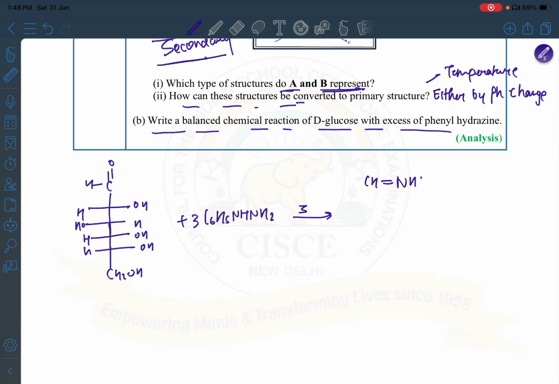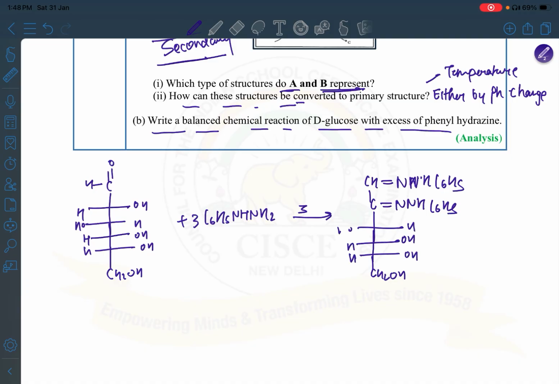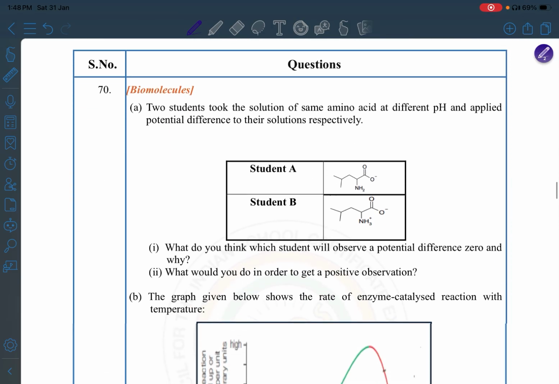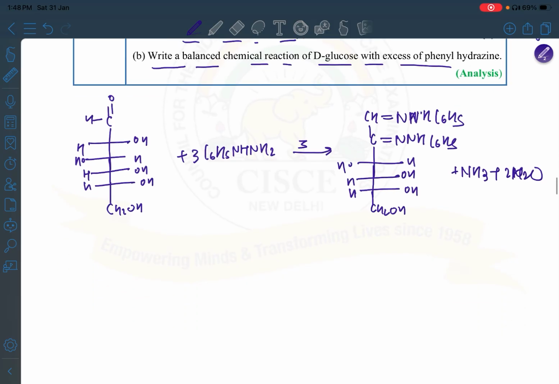So CH=N-NH-C6H5, then C=N-NH-C6H5, and then the further carbons 1, 2, 3 as they are, and the last one as it is. And here H, OH, OH, H, and the ammonia gas here, and the water molecule. This is the reaction for phenylhydrazine. We use three molecules, and each time one molecule is used. The compound is known as glucosazone.